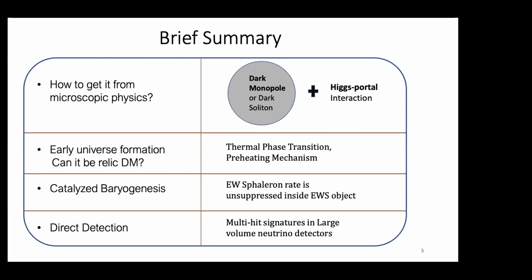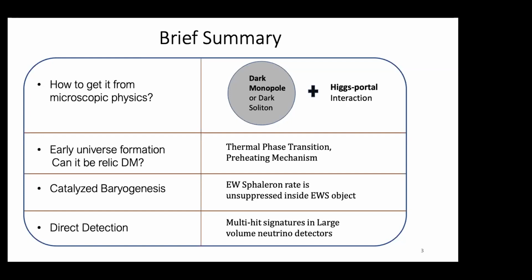After that, I'll talk about baryogenesis, which we call catalyzed baryogenesis. The reason we are even thinking about baryogenesis is that it is pretty natural, because once the ball has electroweak symmetry restored inside, the electroweak sphaleron rate is unsuppressed inside the ball, whereas outside in the plasma, it is suppressed. And so it can actually catalyze baryogenesis, and I will explain what that is.